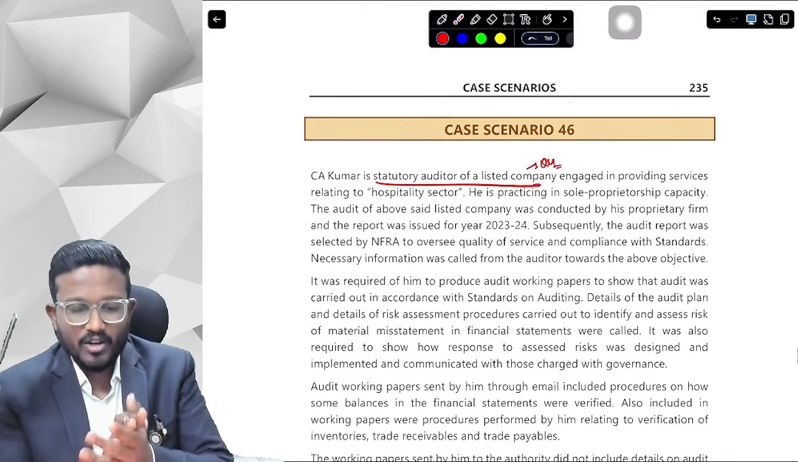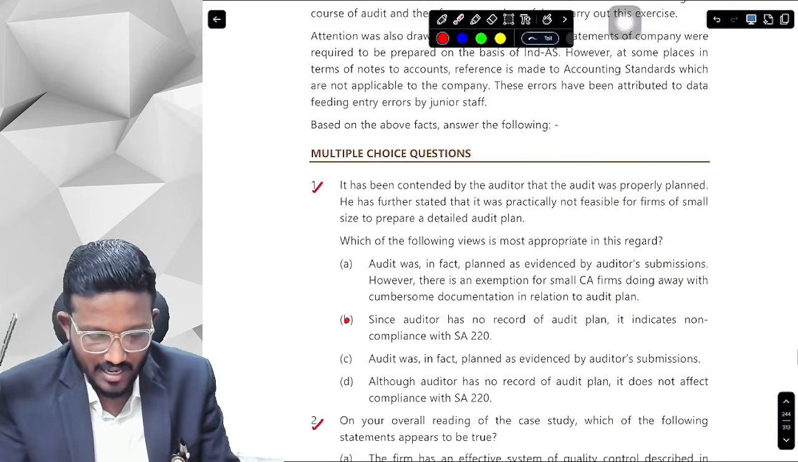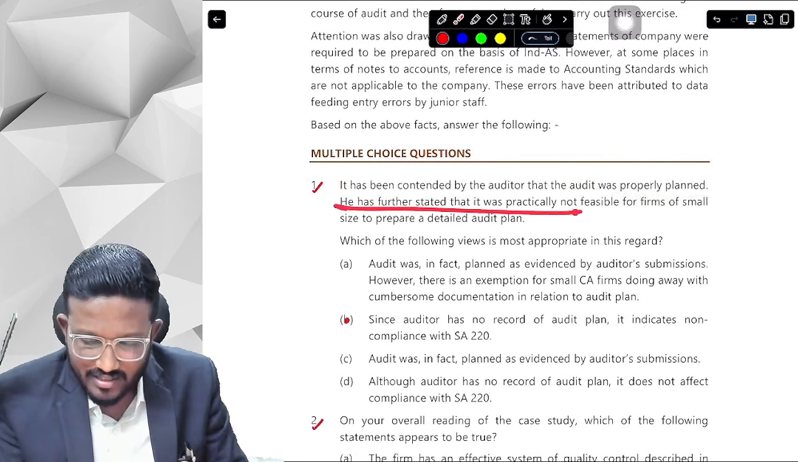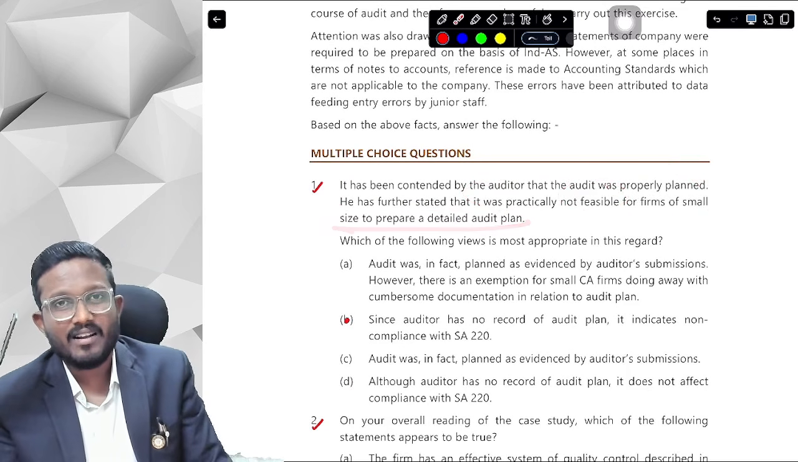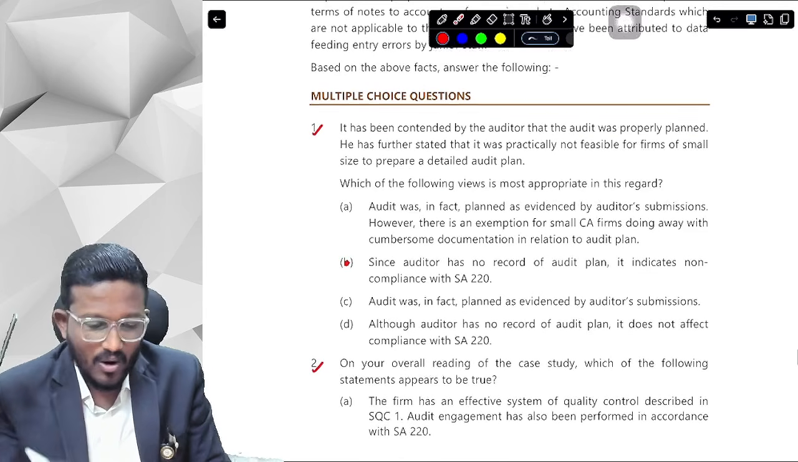Let's do case scenario number 46. What does it say, sir? Let me see. The auditor says that the audit was properly planned, and he has further stated that it was not practically feasible for small firms to prepare a detailed audit plan. They have planned the audit correctly, but they have not documented the audit plan. What is the correct option?